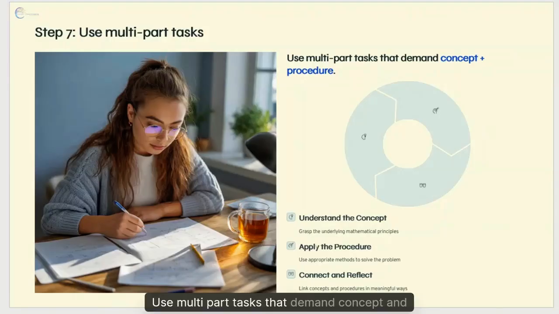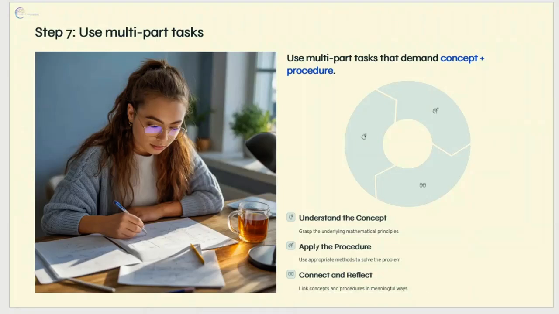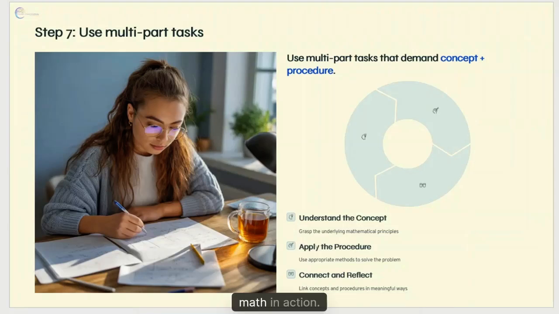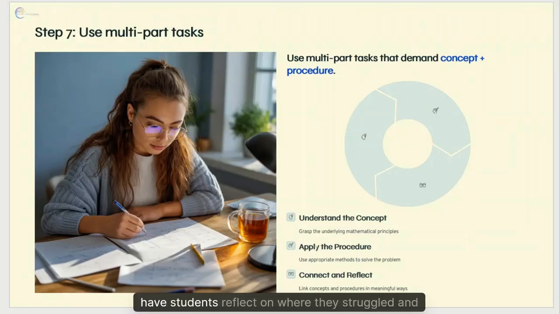Use multi-part tasks that demand concept and procedure. You can structure your assignments like this. Have a conceptual warm up where you ask, "what do you understand about linear relationships?" Or use AI to help explain what a constant rate means. Then you transition to procedural practice, where you ask students to solve these 3 problems by hand and show your work. Then the application task, where you ask students to create a visual or scenario that shows this math in action. Finally, have students reflect on where they struggled and how AI helped them get unstuck. Every layer serves a different cognitive function, and that's what builds real math learning.